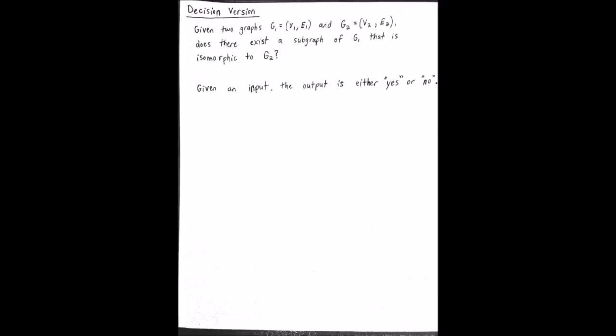For the decision version of the problem, given an input, the output is either a yes or a no. Because we're looking for whether there exists any possible subgraph that is isomorphic to G2, it is a yes or no question. All we care about is, is there at least one subgraph that is isomorphic to G2? So the question would be, given two graphs G1 and G2, does there exist a subgraph of G1 that is isomorphic to G2?